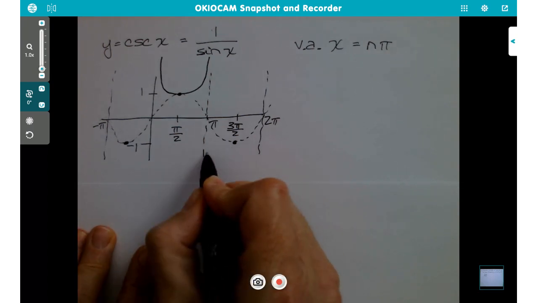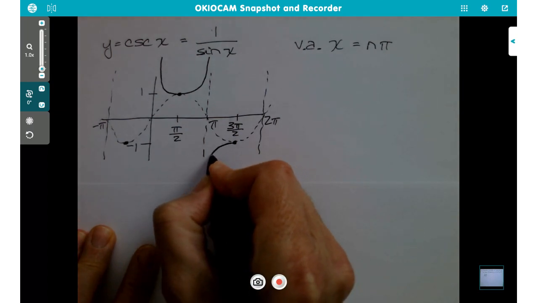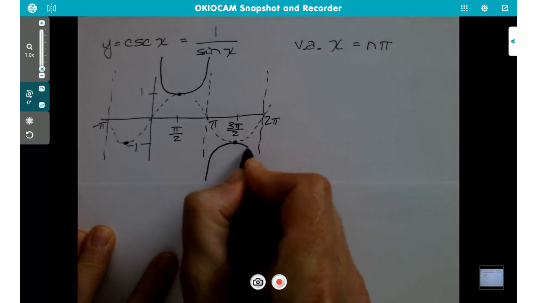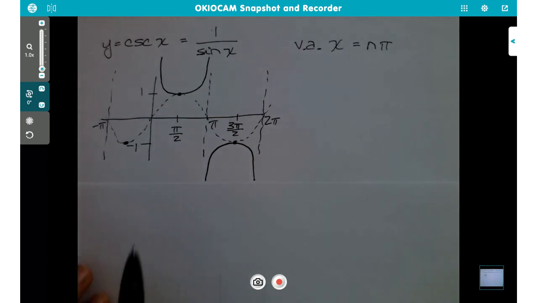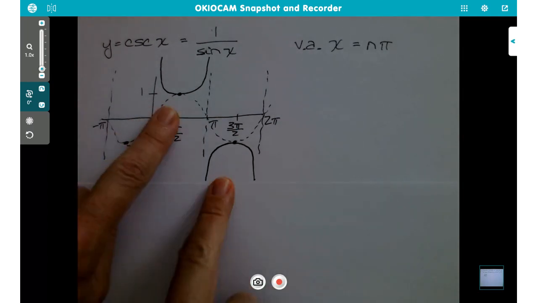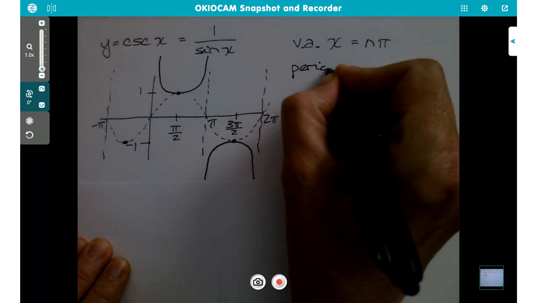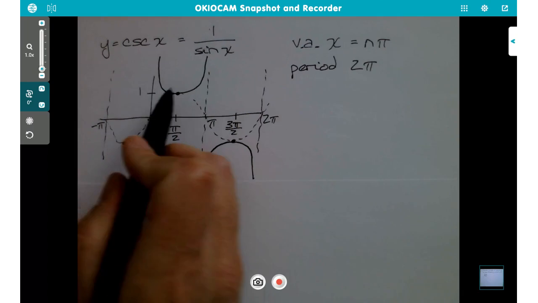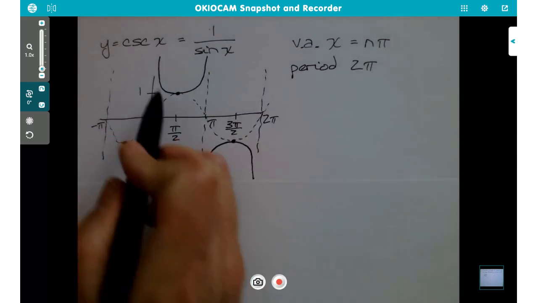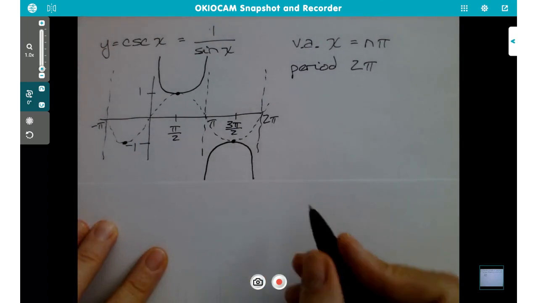Over here between pi and 2 pi, the same thing is happening, except that in quadrants 3 and 4, sine x has negative values. So we're going down along the asymptotes instead of up along the asymptotes. If we take a look here, this is one complete period of the cosecant function. We need both of those to get one complete period. We don't start over until we get past the next asymptote. So the period of the cosecant function is 2 pi. It takes 2 pi before it starts over and starts repeating itself.